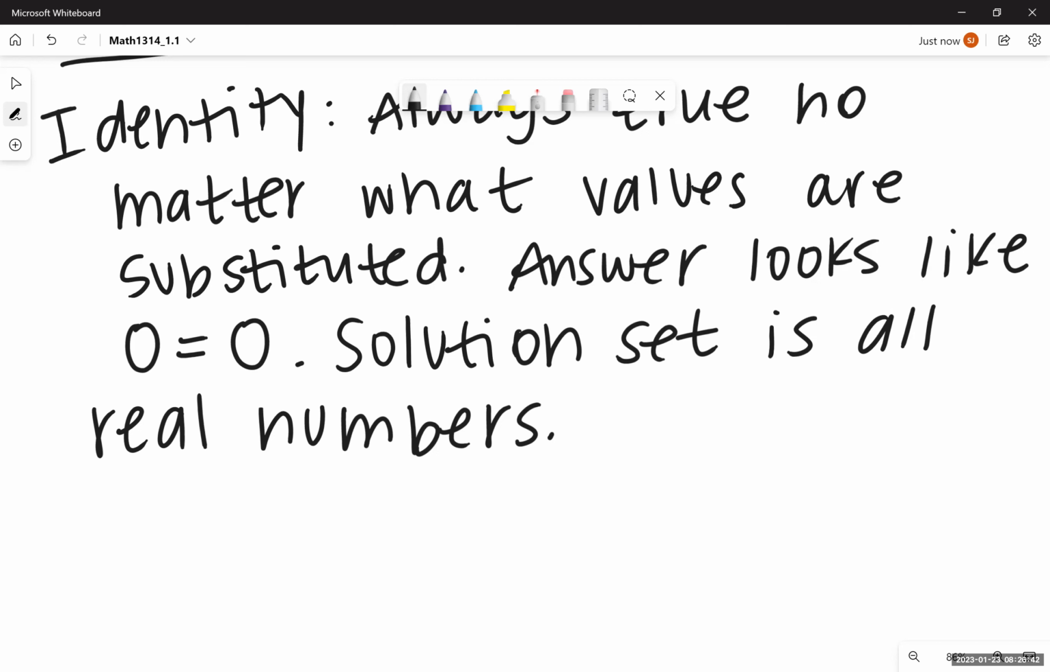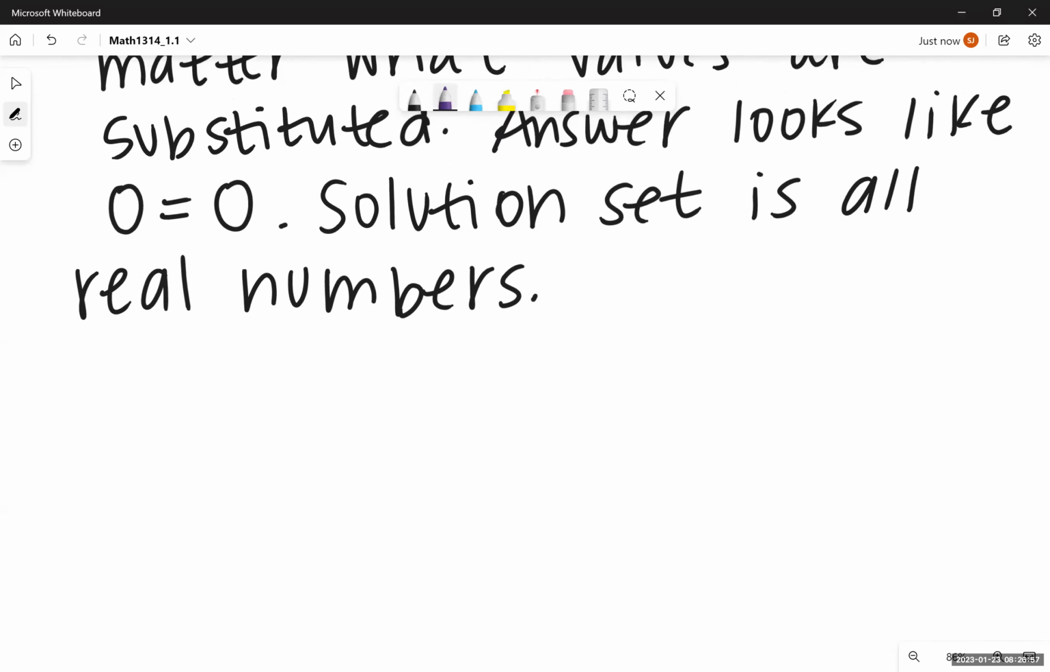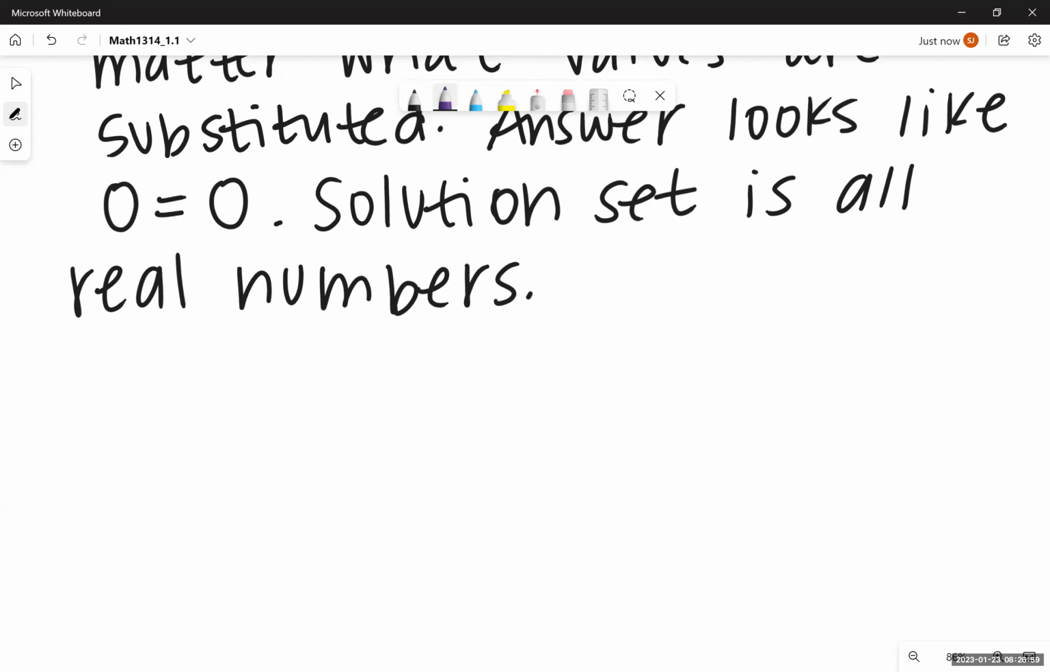And then we're going to do a little example right here. I'll write it in purple. So: always true no matter what values are substituted. Answer looks like 0 equals 0. Solution set is all real numbers. And that is what we call an identity. If I need to go down because y'all didn't finish writing anything, just tell me, okay?